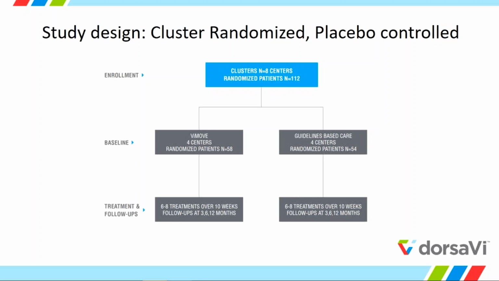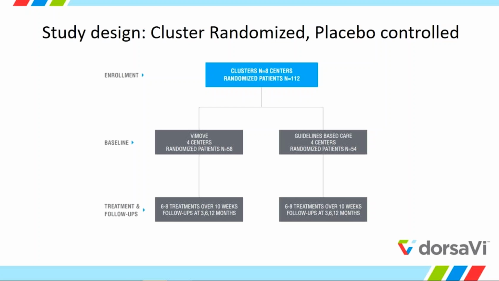They had 58 people in that one. In that group, they had 6 to 8 treatments over 10 weeks, and then they followed them at 3 months, 6 months, and 12 months. And the other group had the same. One of the things I really wanted to show with this study is how you use the system in your regular outpatient practice and how well these results were.